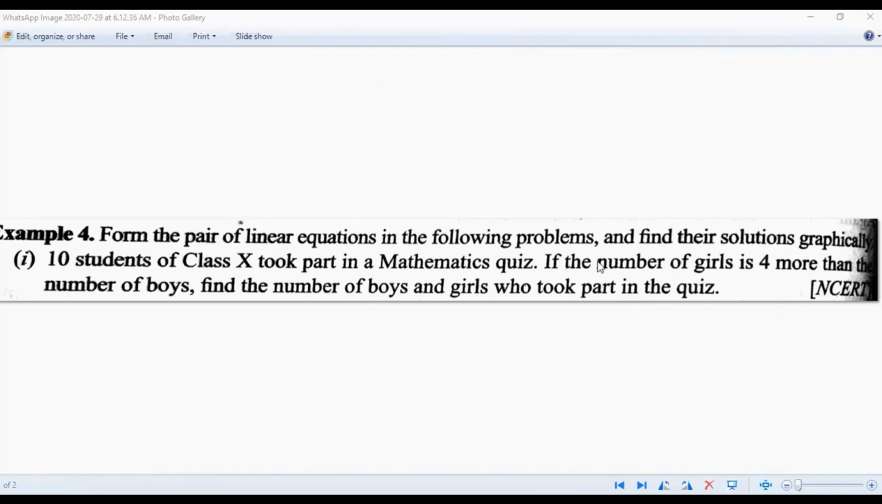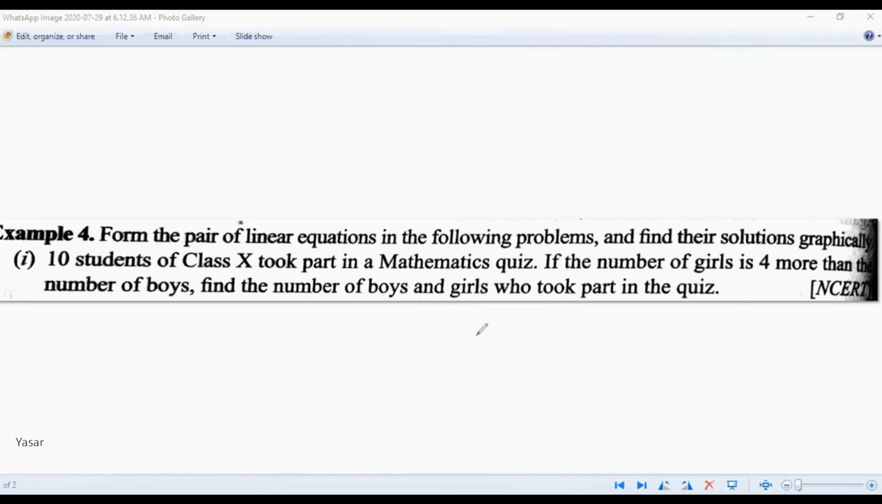So you want to draw the graphs. How can we draw the graph? There are two statements. From these two statements, you first write the equations, then draw their graphs. If the graphs are consistent, then the intersecting point will be the solution.